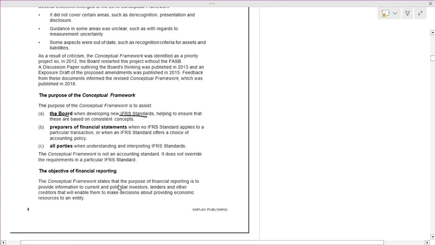We are talking about another thing: the preparation of the financial statements, when no IFRS standard applies to a particular transaction, or when an IFRS standard offers a choice of accounting policy. See, it is nothing but the accounting policy: which method you should apply, how it has to be processed, and most importantly, who is going to use it, the stakeholders.